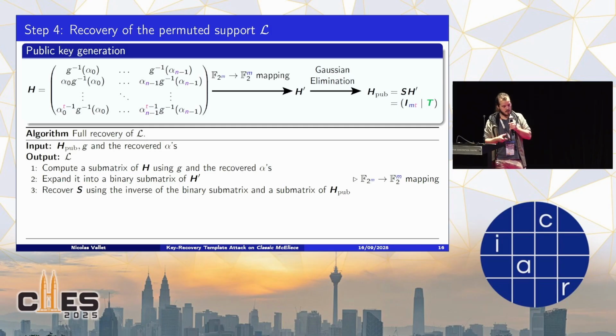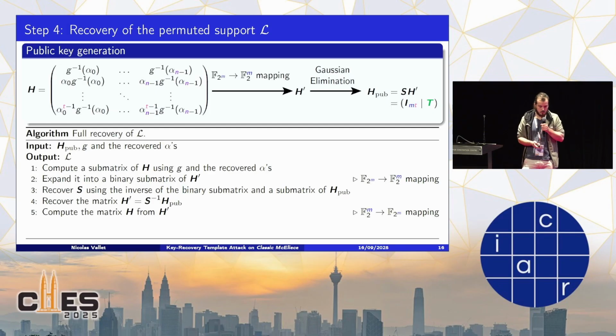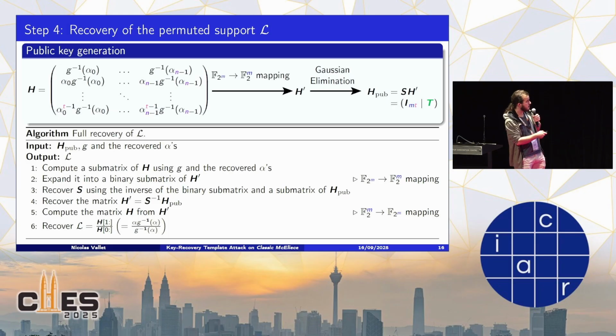We will use the inverse of that binary submatrix and a submatrix of H-pub to recover S. And once we have the matrix S, we will be able to revert the Gaussian elimination step and get H prime from H pub by multiplying H pub with the inverse of S. Then we can compute H from H prime, and finally we can recover the full permuted support by dividing the second row of H by its first row.